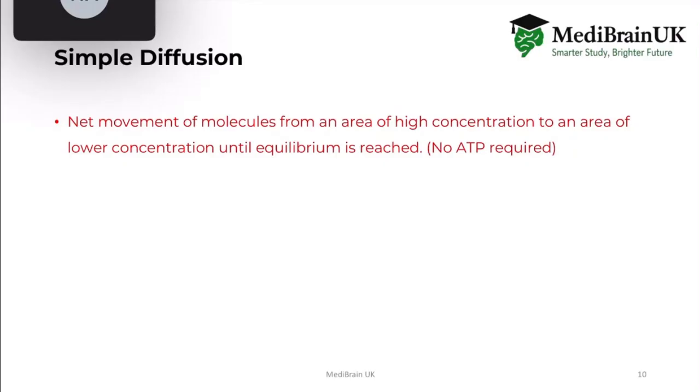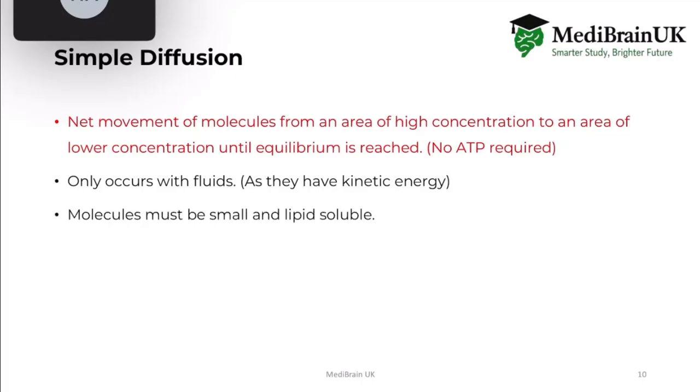Simple diffusion only occurs with fluids. The reason why it can only occur with fluids, gases and liquids, is because fluids have kinetic energy. That means the particles are able to move. It can't happen with solids because the particles in solids can't move. They're literally fixed in one position, so they can't move from one place to the other. In fluids, they can move from one place to the other because they're free moving, they have kinetic energy, so they can be transported across the membrane. The molecules must be small and lipid soluble.